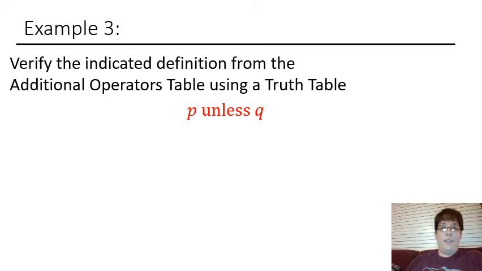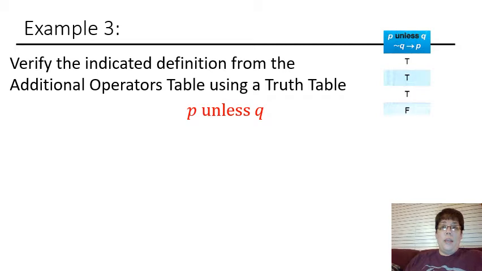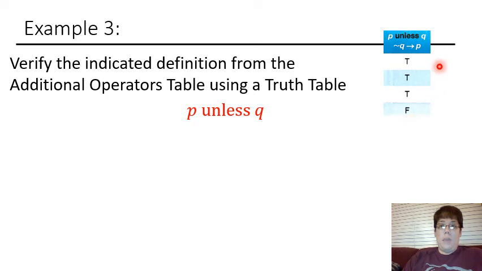Sorry for that interruption. Let's take a look at how we're going to solve this example. We are going to use that table that we just saw, but we want to actually use our truth table in this case. So we have P unless Q. I gave you a little snip here of that. It says that it is equivalent to not Q implies P. So this is what we should get in the truth table if we did not Q implies P.